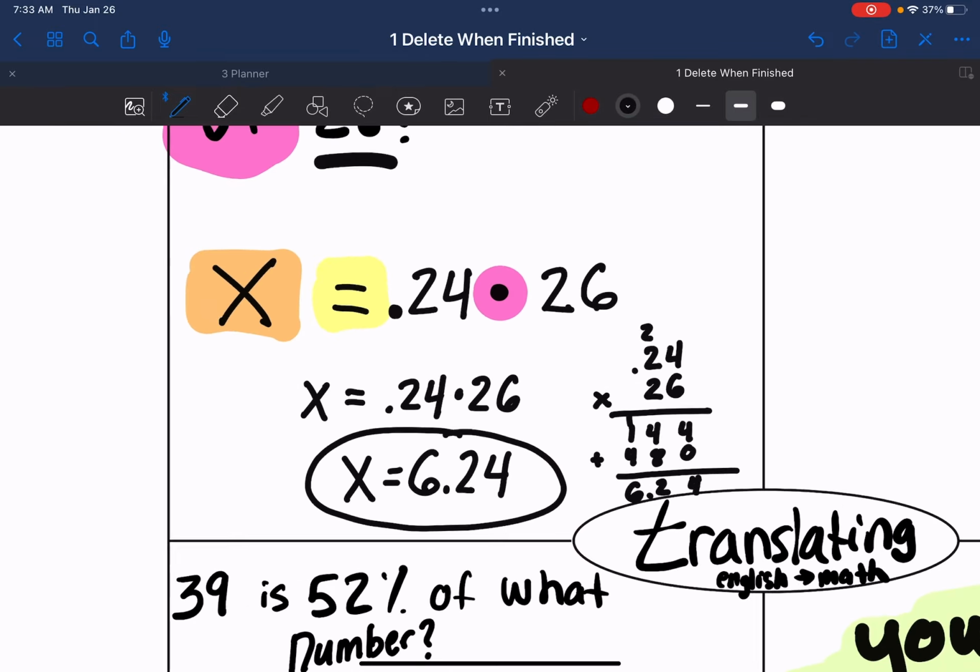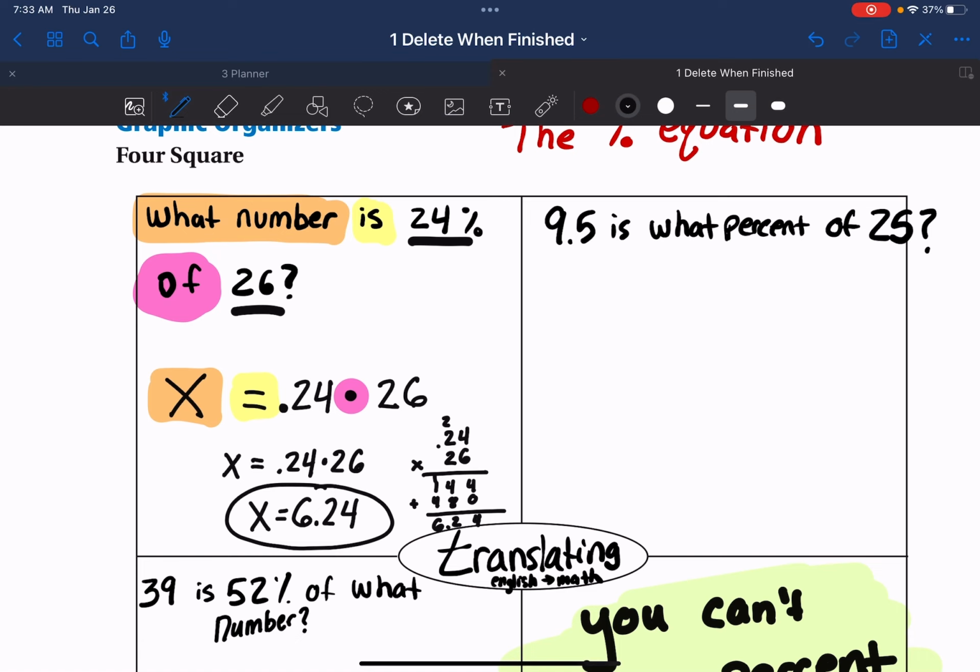There we go. All right, so essentially that's all we're doing. We're just translating English to math. Now let's do it again, but this time instead of highlighting everything, let's see if we can do it without the color-coding. I think you guys are going to do great on these.